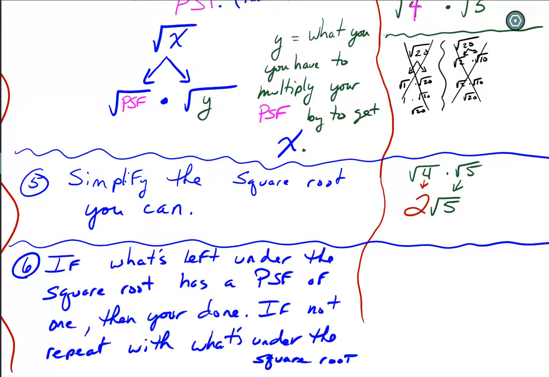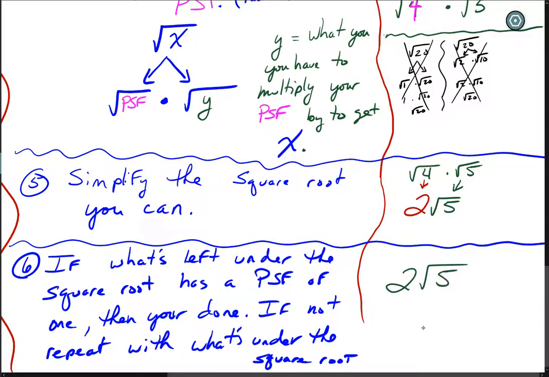Your last step, if what's left under the square root has a perfect square factor of 1, then you're done. If not, repeat with what's under the square root. If you don't pick the largest square root that's a factor of it, you'll have to keep breaking it down. And sometimes that's the easier way to do square root of 360. If you know 4 will go into it, maybe you do 4, get the 2 out. Then break it down into smaller numbers. Some people like doing that, but you need to show your steps doing that every time.